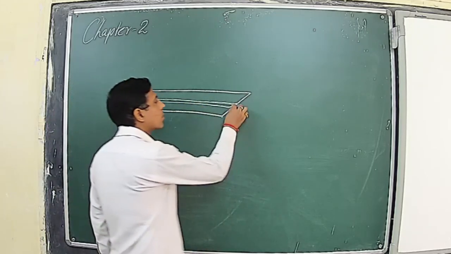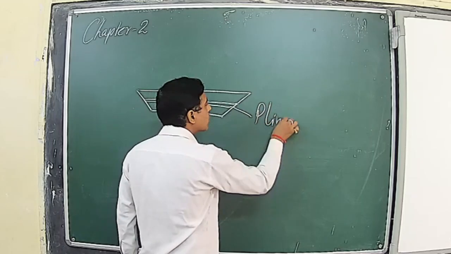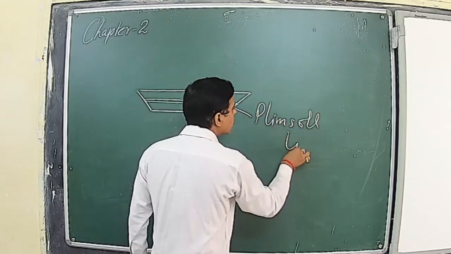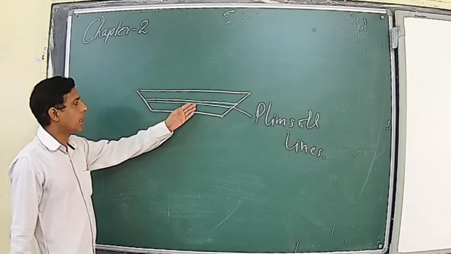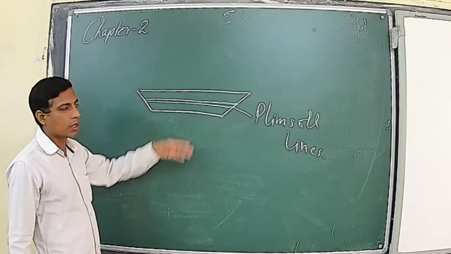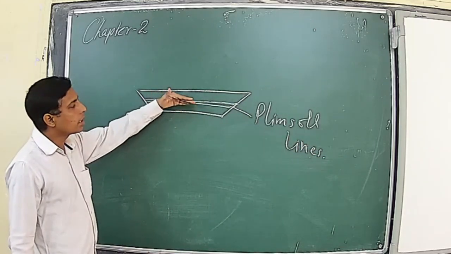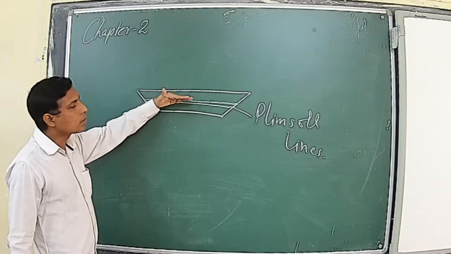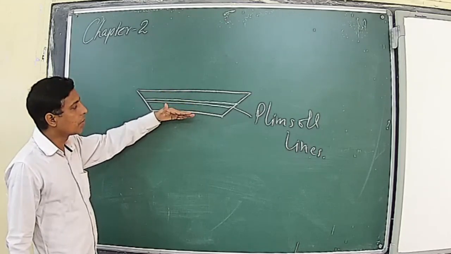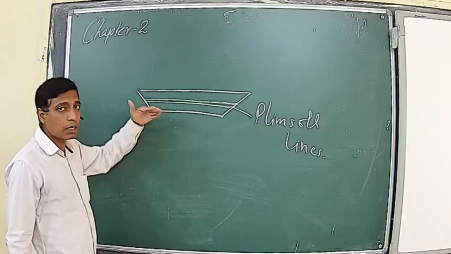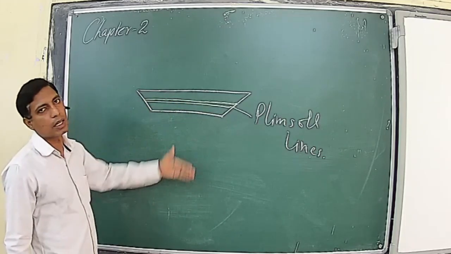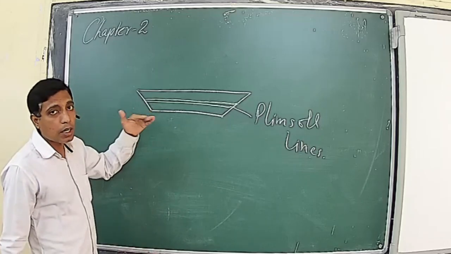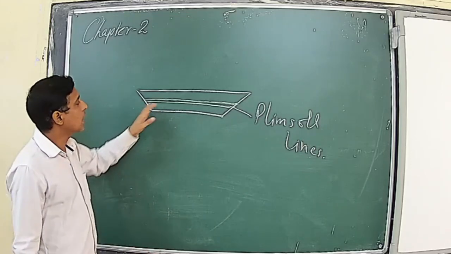These lines are called what? Plimsoll line. Now, what is the importance of this line which is marked on the outer surface of the hull of the ship? It indicates up to what depth a ship can be loaded in a particular type of water body, so that we can avoid the risk of sinking. So here I have drawn two lines.